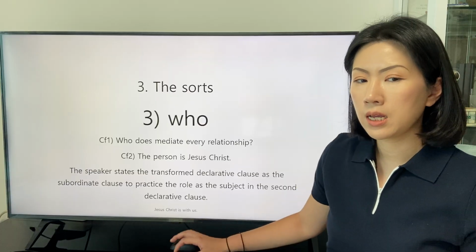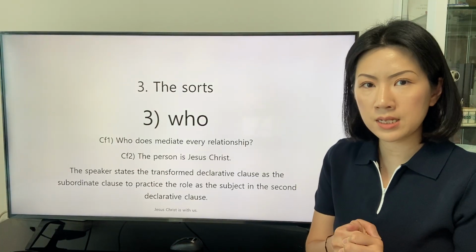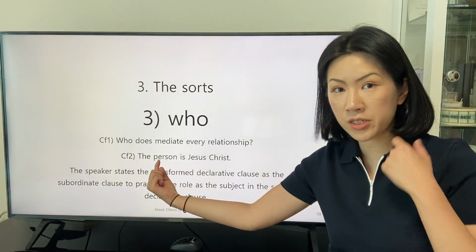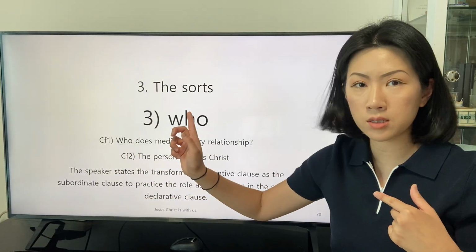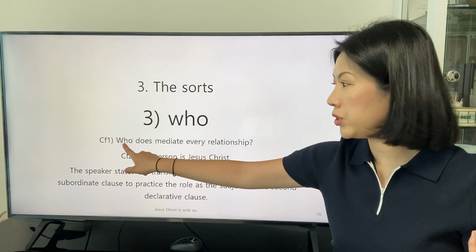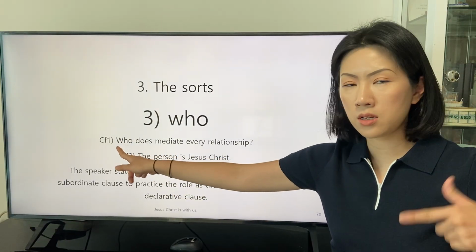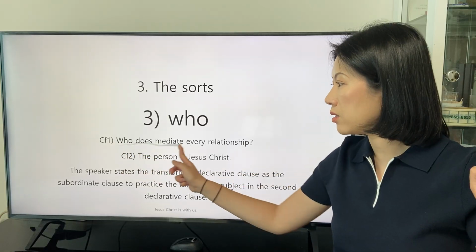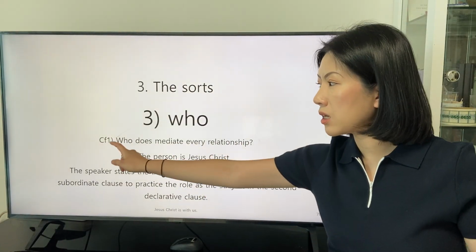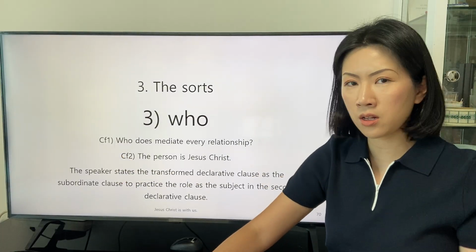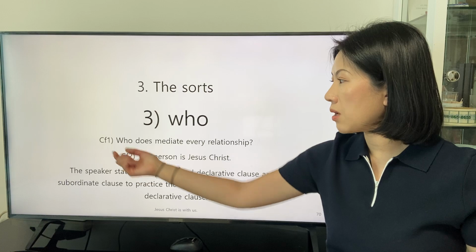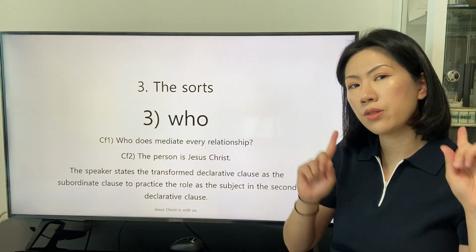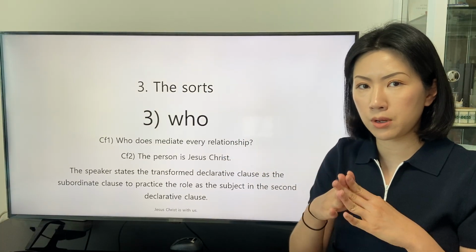The speaker states the transformed declarative clause as the subordinate clause to practice the role as the subject in the second declarative clause. So the speaker intends to substitute the subject, the person, into the entire clause, because the pronoun who indicates the person, and in the first clause, the entire predicate describes the person in a very detailed way. So the speaker substitutes the subject of the second clause into the entire clause, which became the subordinate clause in the declarative statement.